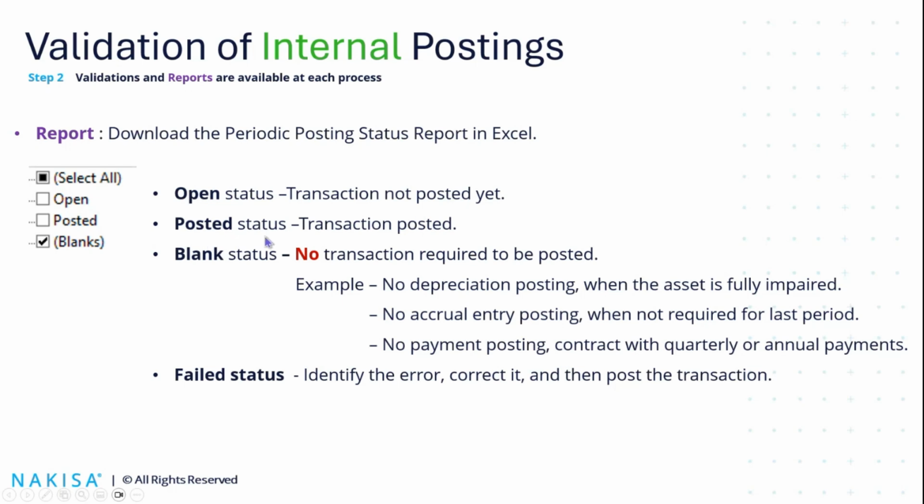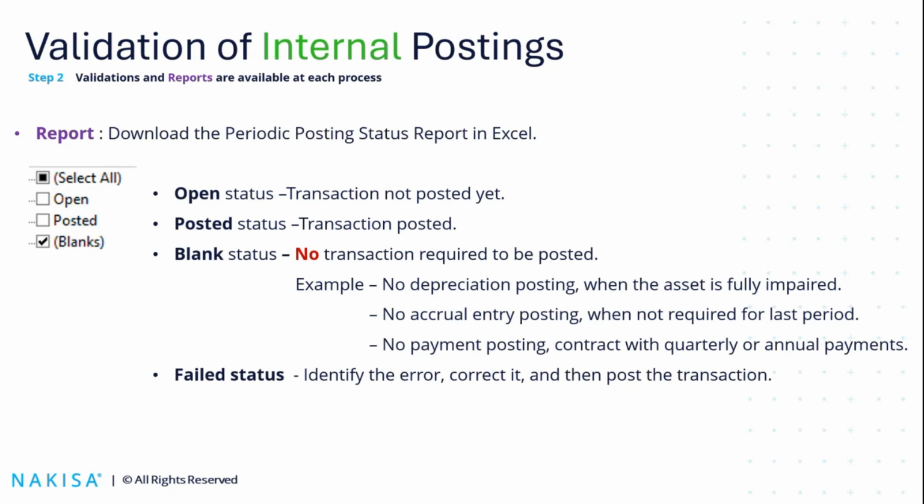Next is posted status, which basically means the transaction was posted. There may also be a blank status, which is what? That means there's no transaction required to be posted. If you see a blank under one of the three postings columns, it should not be a concern, but you can always go and check your all column schedule.